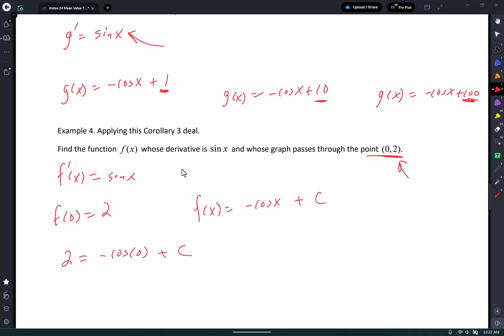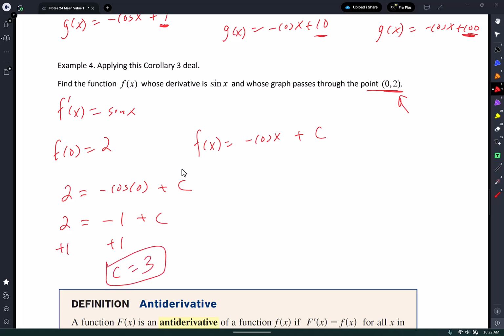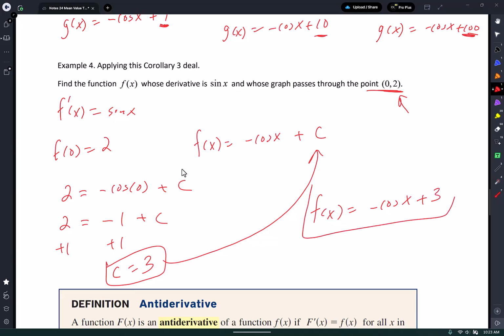A little bit of precalc, not much. What is cosine of 0? 1. So this is negative 1 because of the negative in the front, plus c. And then how do I get rid of that negative 1 there? Plus 1, plus 1. So my c is? Now that I know that c is 3, rewrite it. F of x equals negative cosine x plus 3. And there it is, guys.